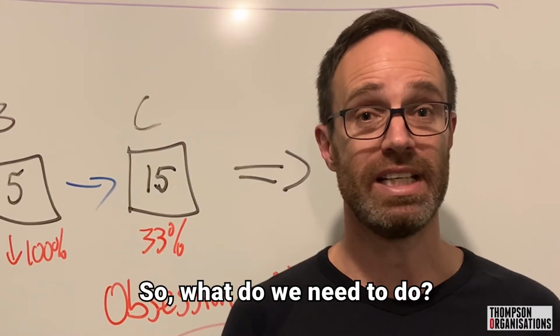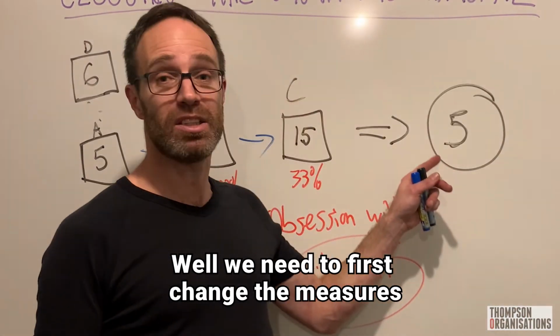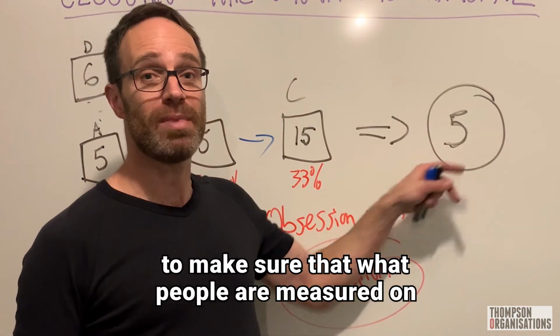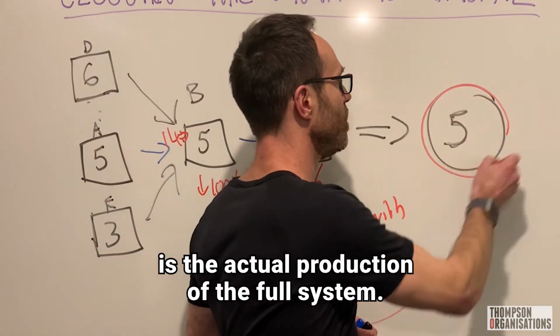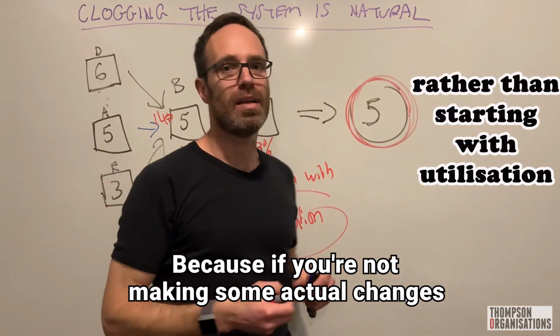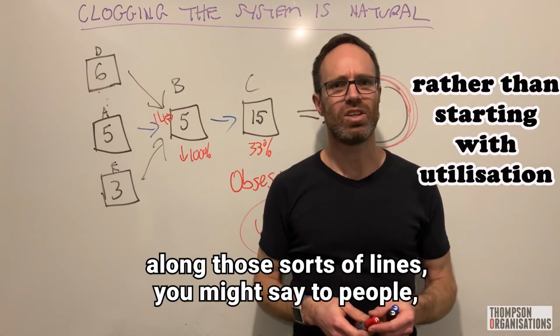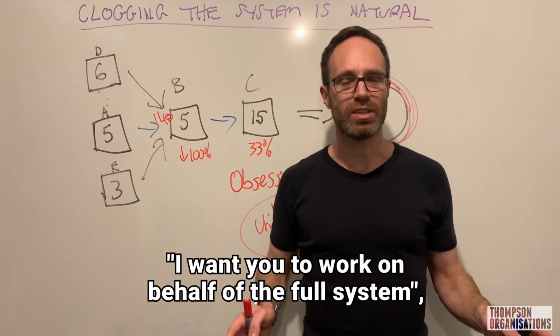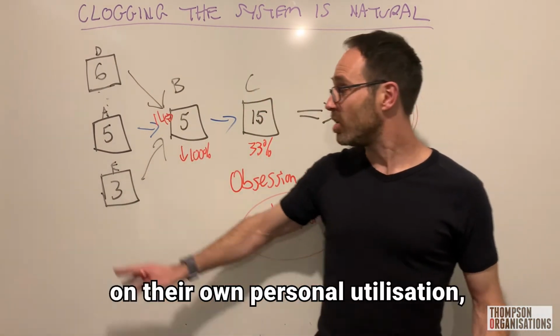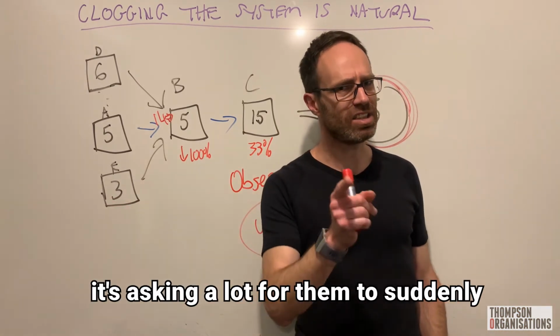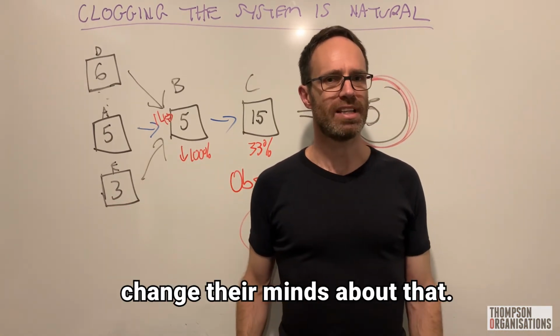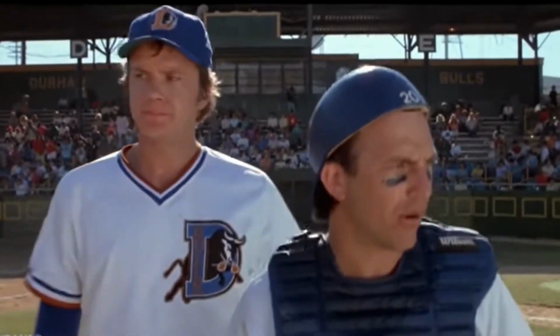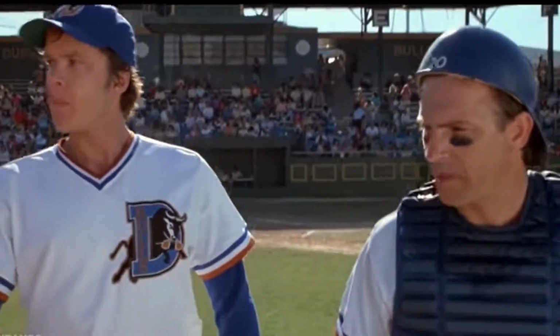So what do we need to do? Well, we need to first change the measures to make sure that what people are measured on is the actual production of the full system. Because if you're not making some actual changes along those sorts of lines, you might say to people, I want you to work on behalf of the full system, but if people are being measured in the end on their own personal utilization, it's asking a lot for them to suddenly change their minds about that. Don't try to strike everybody out. Strikeouts are boring. Besides that, they're fascist.